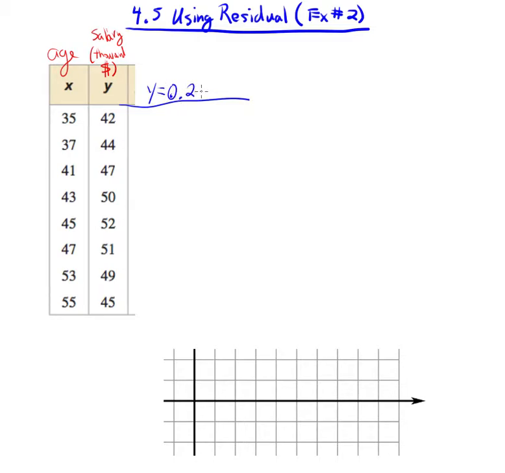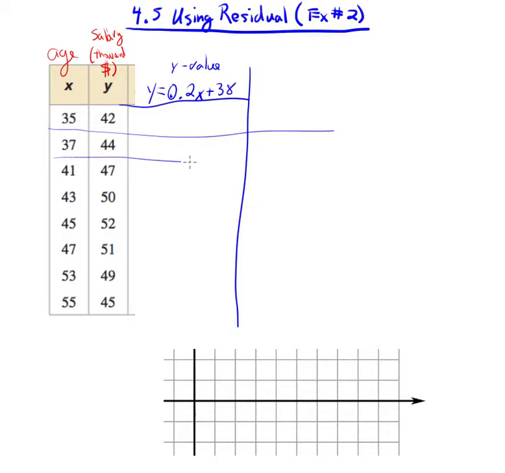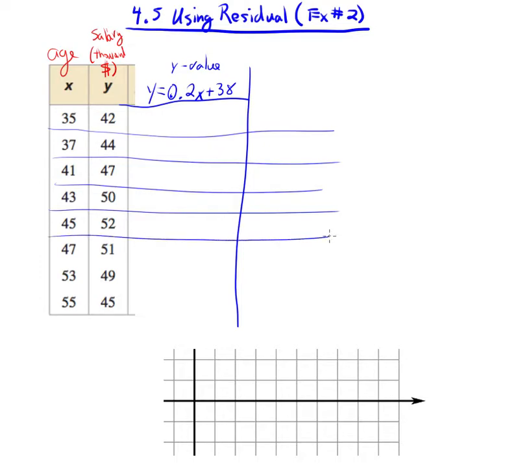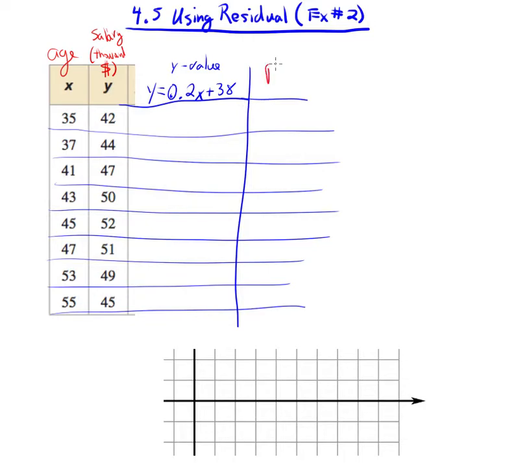So we want to know, would the model equation y equals 0.2x plus 38 be a good model? Remember, we want to find the y values of this equation and use them to help us find each of these residuals. All right, so we'll make our table, and over here will be our residuals. I'm going to do those in red.